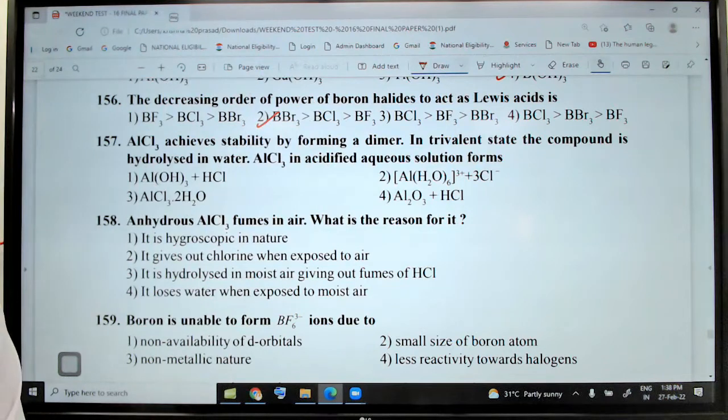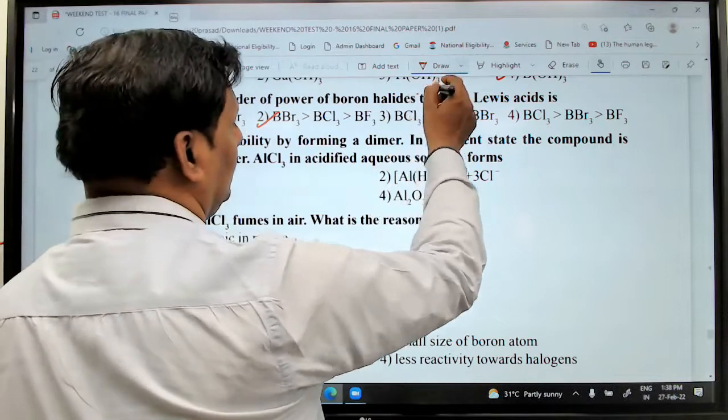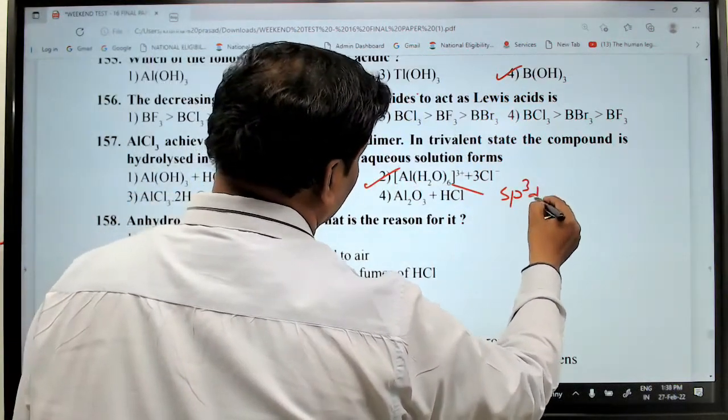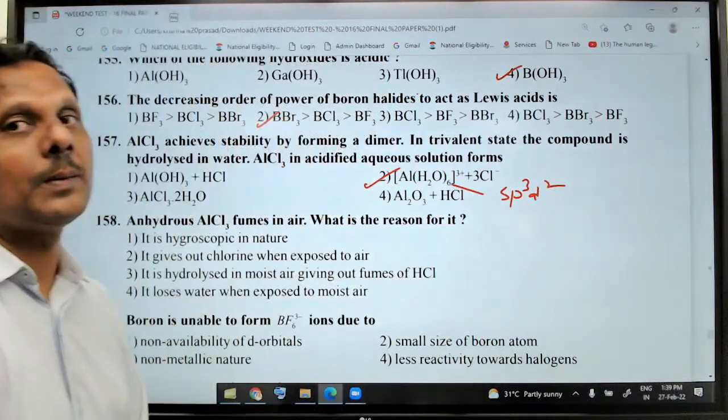Next, previously asked question 157. AlCl3 achieves stability by forming a dimer. Yes, no doubt, Al2Cl6. In the trivalent state, the compound is hydrolyzed in water. AlCl3 in acidified aqueous solution forms the complex. I think you discussed that in the previous class, sp3d2. These are NCERT lines, you can check them.